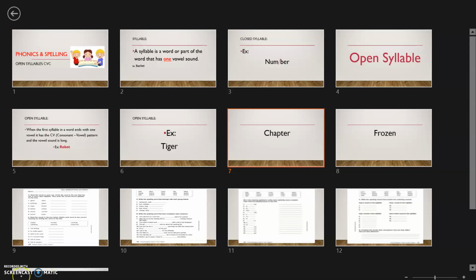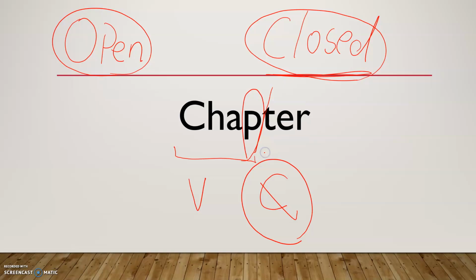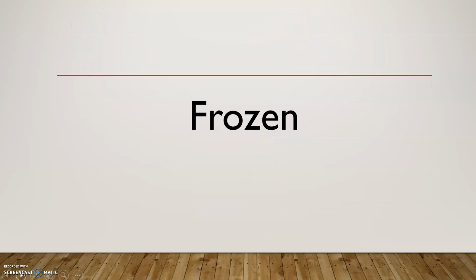I'll give you another example. Frozen. Pause my video and think, where should I draw the diagonal line? And tell me if it's an open or closed syllable. Did you get the right answer?